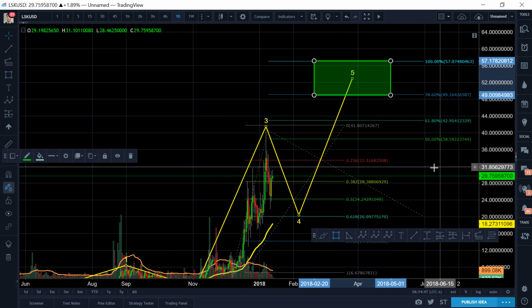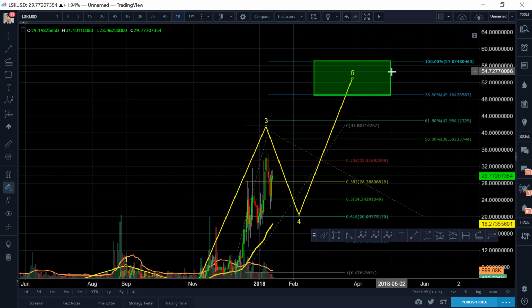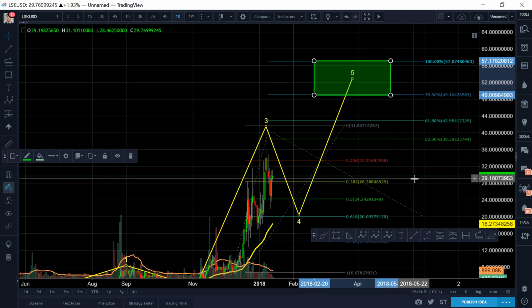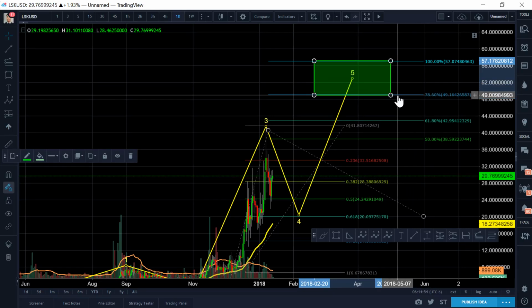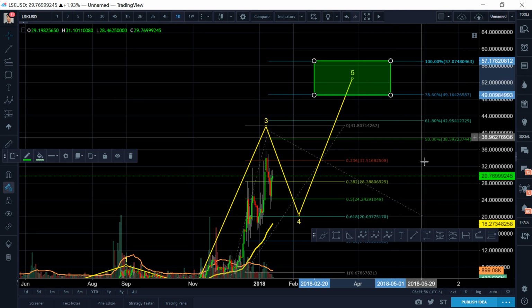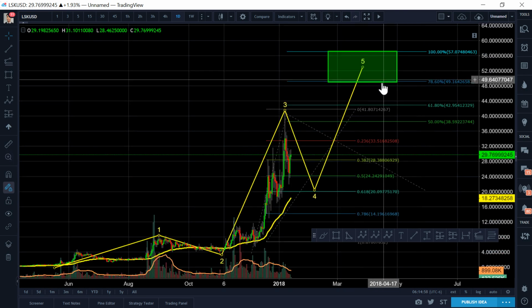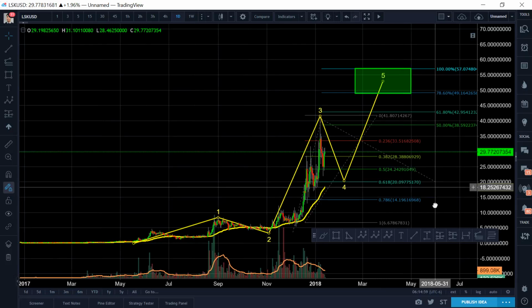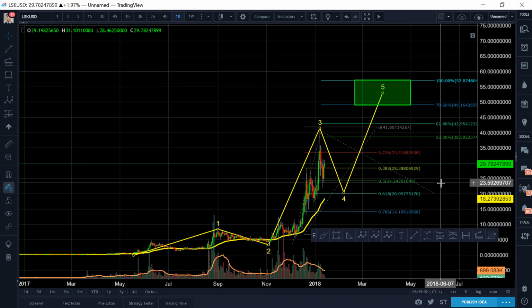So guys, I do see Lisk as a long-term target between 49.16 and 57.07. That's right, 49.16 to 57.07. That's what I see Lisk long-term.